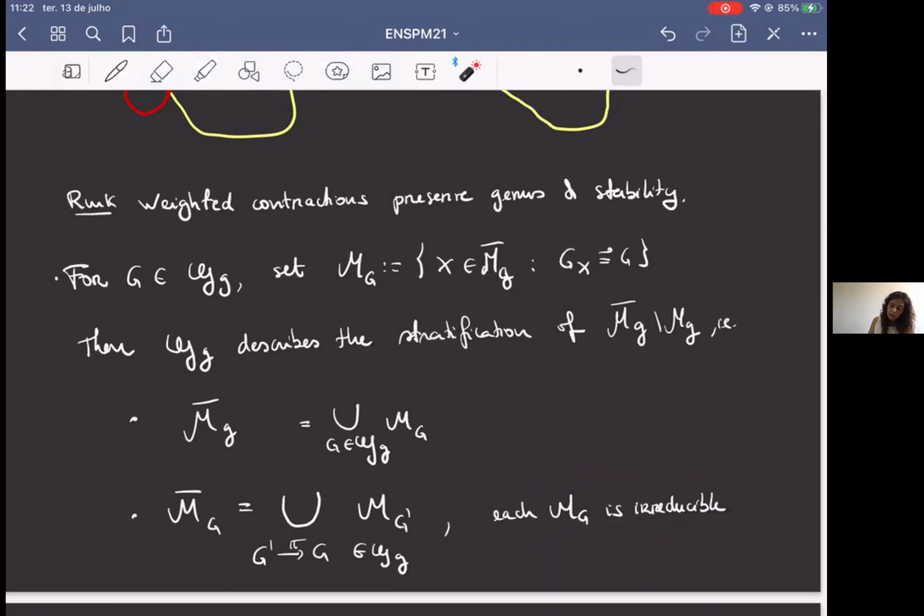And the stratification part is going to be described by saying that the topological closure of each locus is going to be given by a union of smaller dimensional loci, which correspond to all M_G', where G' is a stable graph that has a weighted contraction to your G. So this means that the morphisms in your category are going to tell you how to complete each of the strata inside M_G bar.